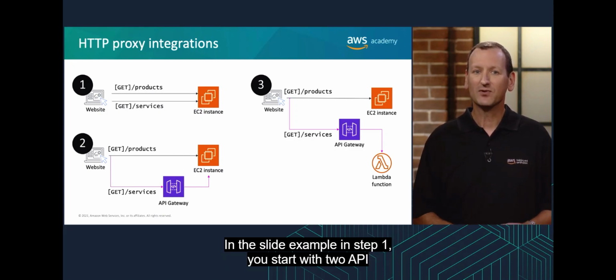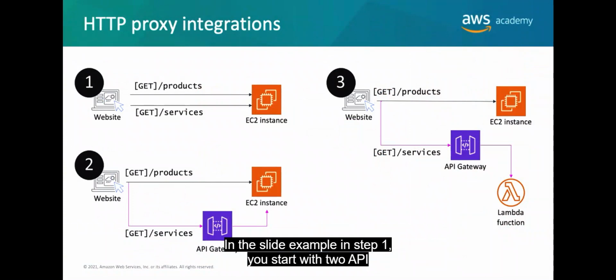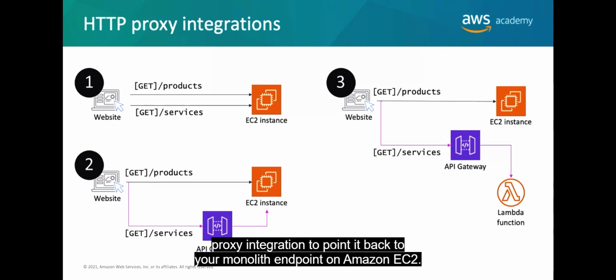In the slide example, in step 1, you start with 2 API routes that connect to a monolithic application on Amazon EC2. In step 2, you point the /services route in API Gateway and use an HTTP proxy integration to point it back to your monolith endpoint on Amazon EC2. Finally, when your updated version of the /services service is written in a Lambda function, you point the API integration to the Lambda function instead.